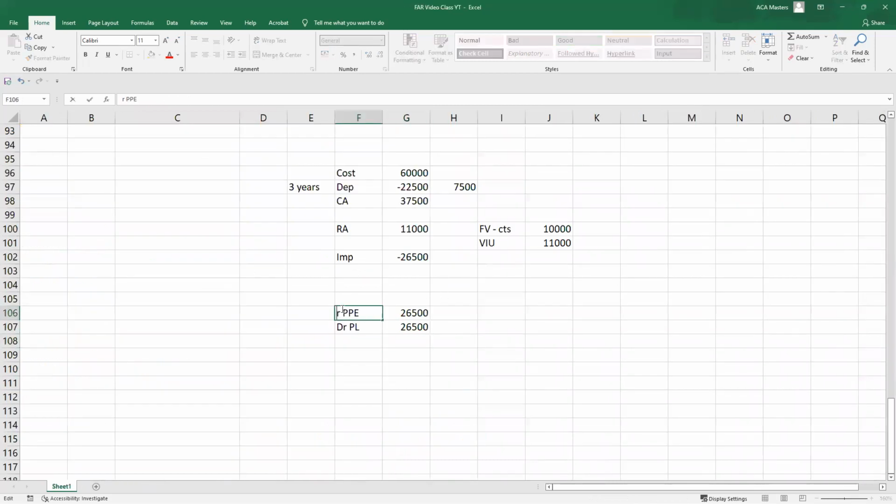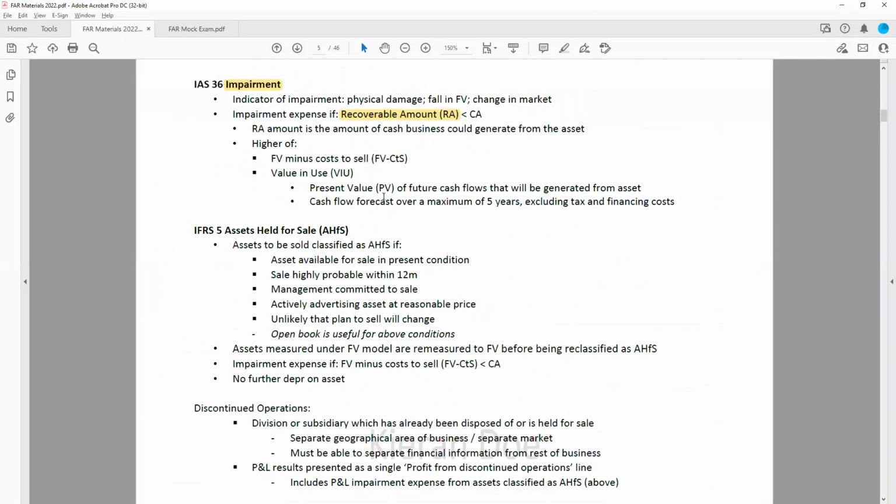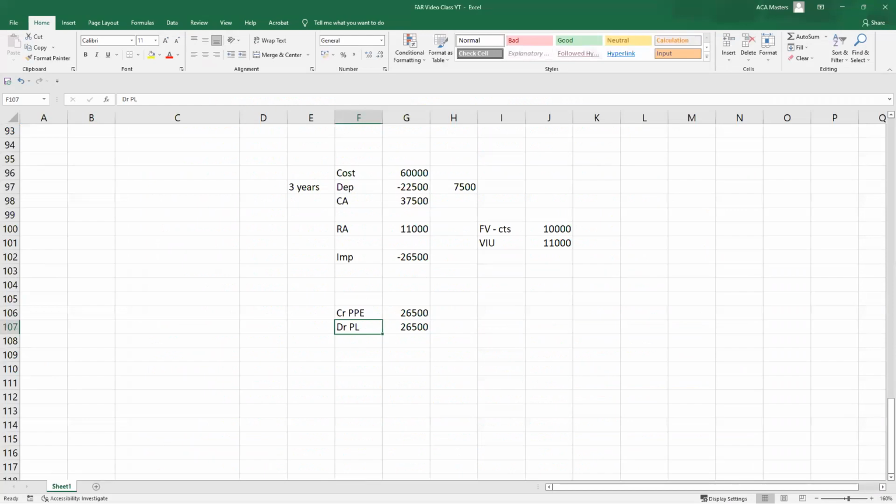It wasn't relevant to this question and therefore we're not going to mention it in our answer, but just something to be aware of: if the asset had previously been revalued upwards, then the impairment would go through OCI to the extent there's an amount still in the revaluation reserve for that asset.